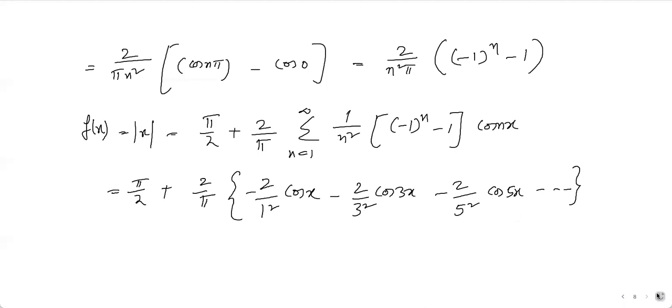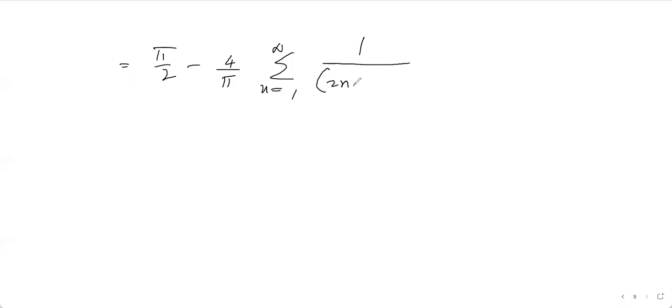Now further, this would be pi by 2 minus 4 by pi summation n equals 1 to infinity 1 by 2n minus 1 whole square cos of 2n minus 1 into x.